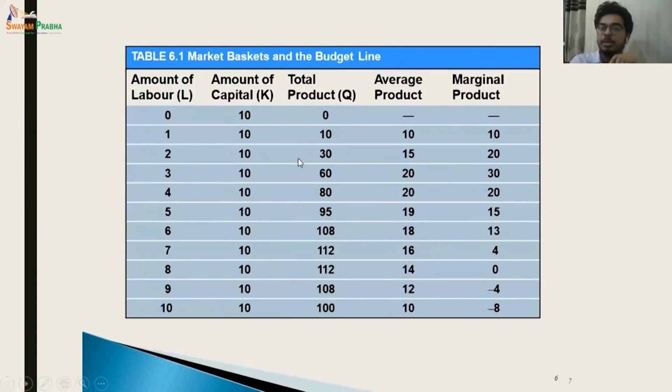The next step, total product moves from 10 to 30 with 1 extra unit of labor. So in the numerator, delta Q is 30 minus 10, which is 20, divided by 2 minus 1, which is 1. So 20 by 1 is 20.